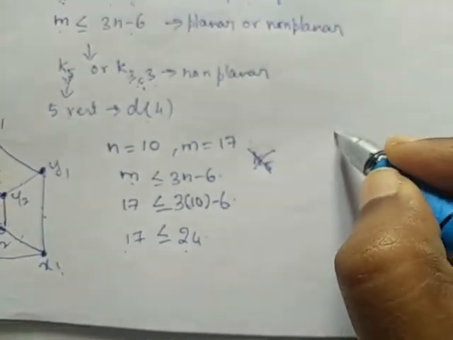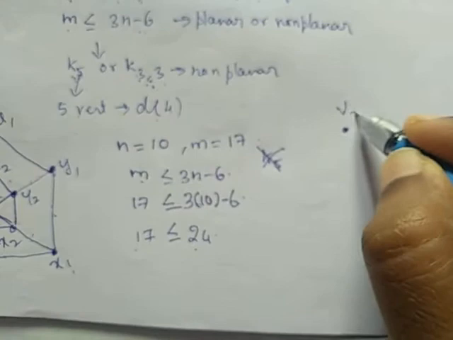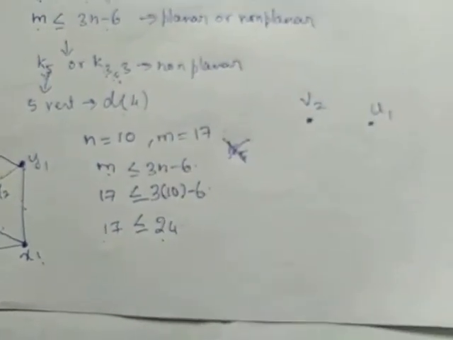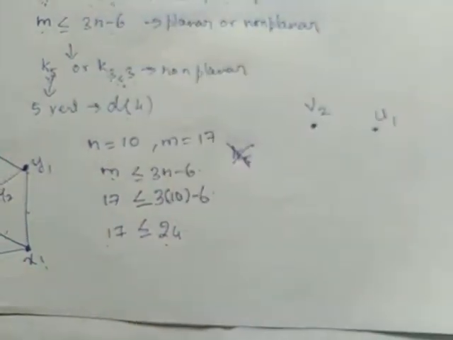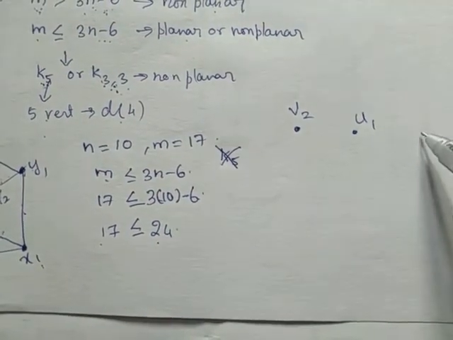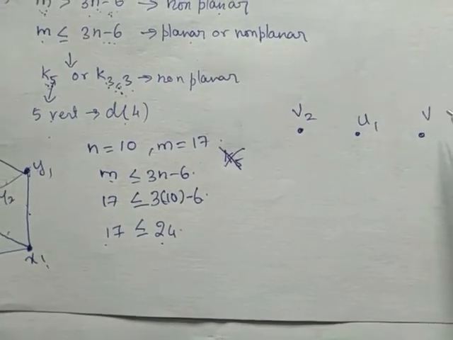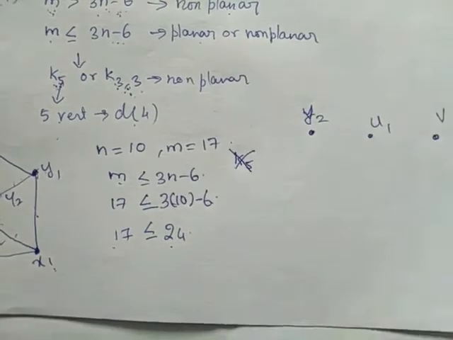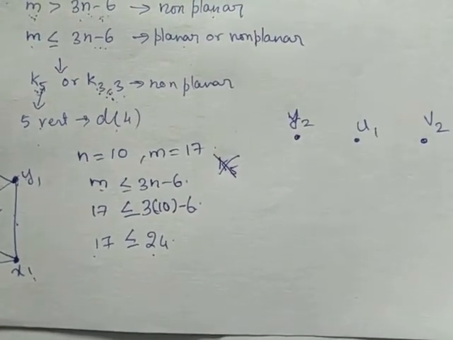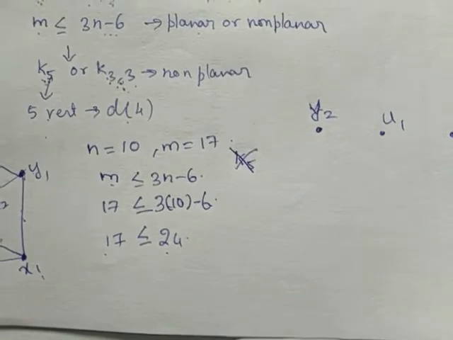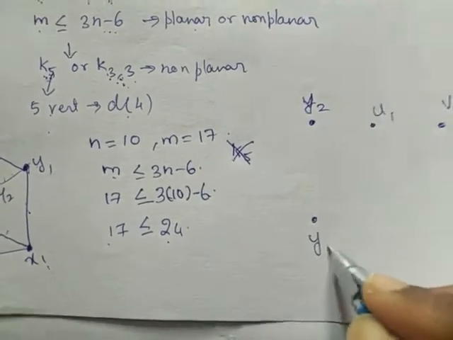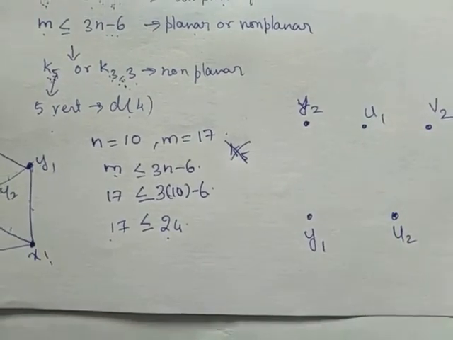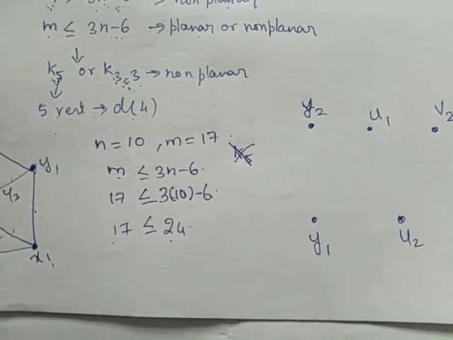So consider V2, U1, and V2, and Y2 as one set, and Y1, U2, V1 as another set.